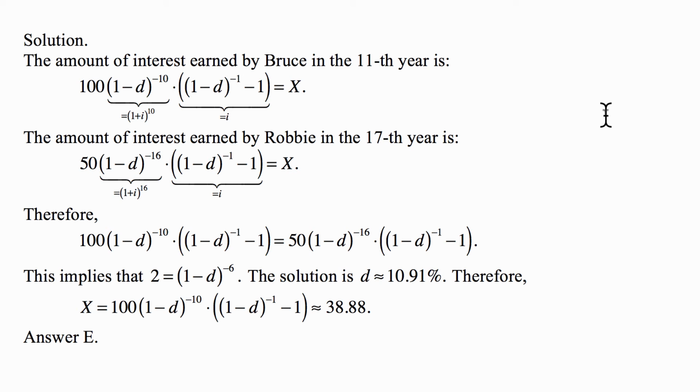And then X is equal to 100 times (1 minus d) to the negative 10th times (1 minus d) to the negative 1 minus 1. We multiply that all out, plug in the d that we found, and we get approximately 38.88, which is answer E.